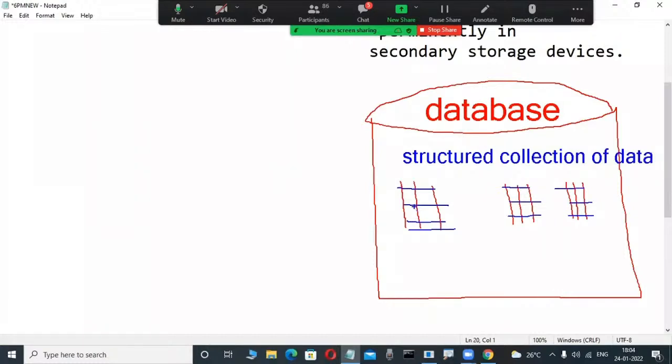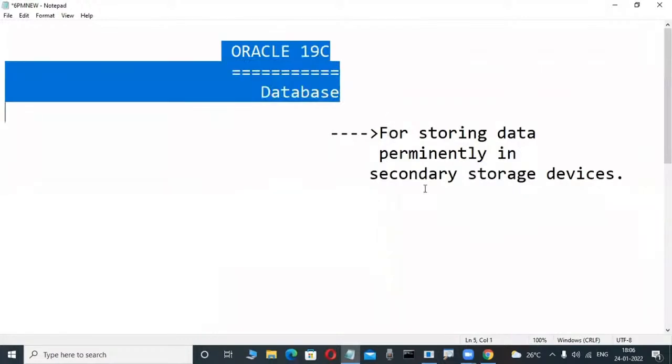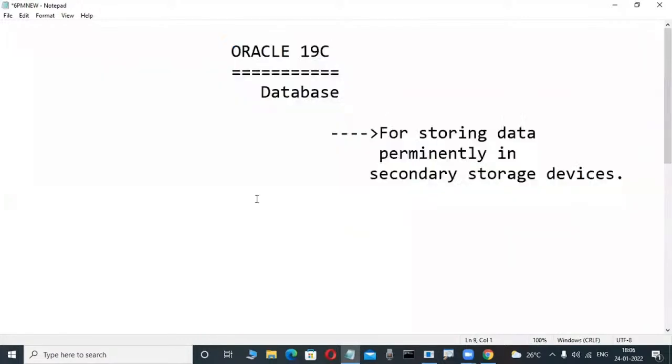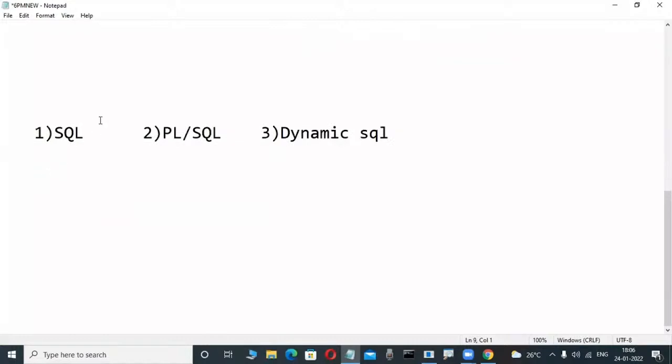Once a structured collection of data is there, for handling and operating this data, which language do we use? Very good, SQL, Structured Query Language. That's why these type of databases are implemented based on the relational data model. What is that today? I will tell you. Oracle, SQL Server, DB2, Sybase, MySQL, all these databases are implemented based on the relational data model concept. For operating those products, we use SQL.